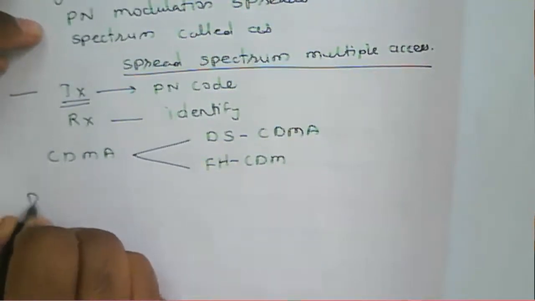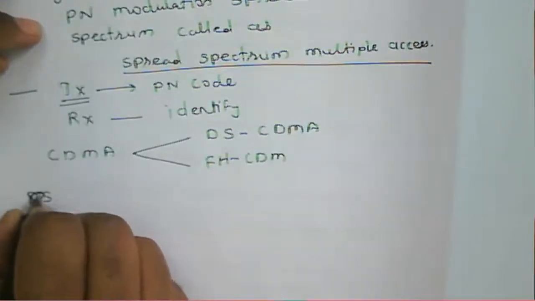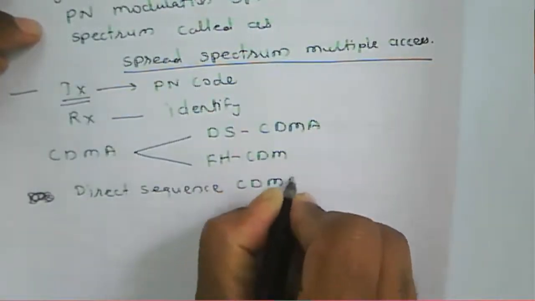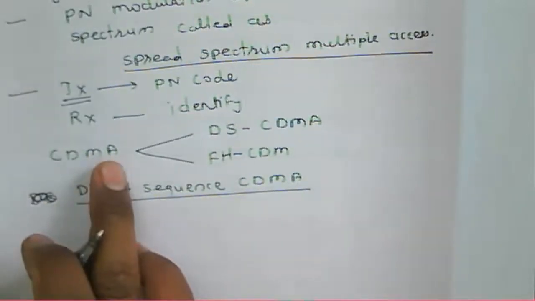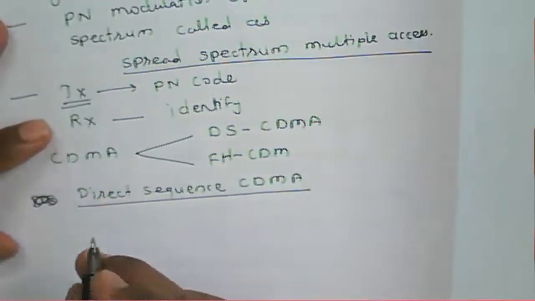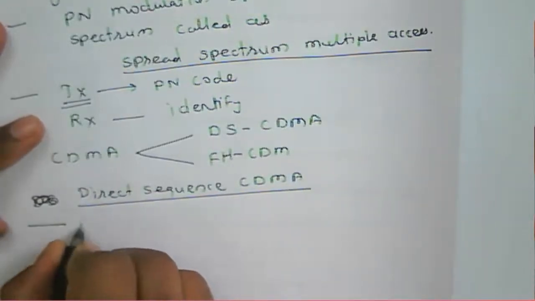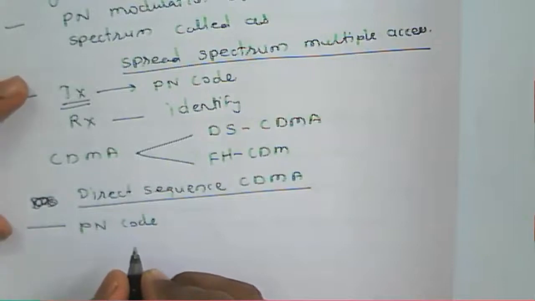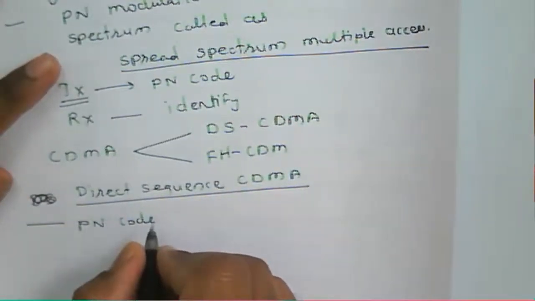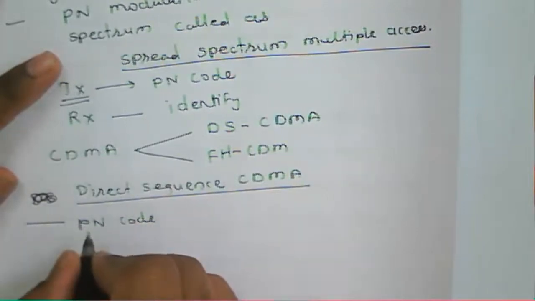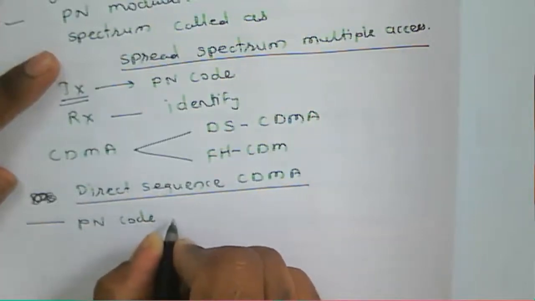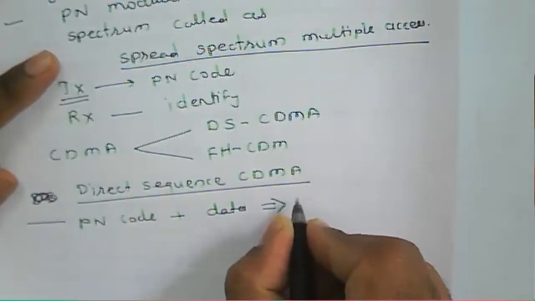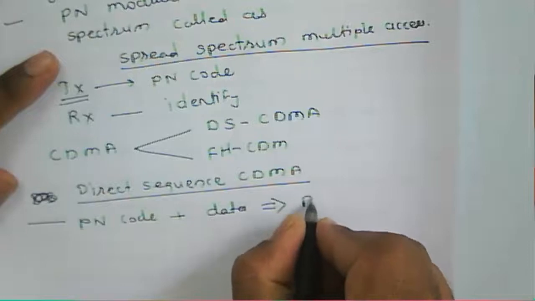Now we start with direct sequence CDMA. In the case of direct sequence CDMA, as we said earlier, it has a PN code, and that PN code is directly added to the user data, and that will result in a PSK carrier. That means the PN code will be added to our user data, and we'll get a PSK carrier.